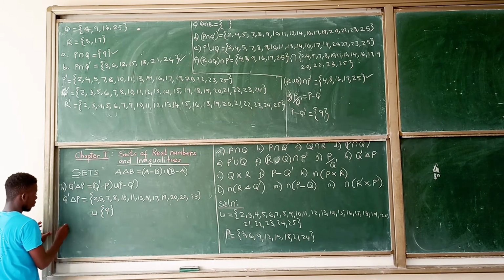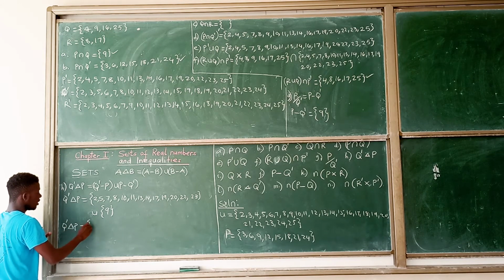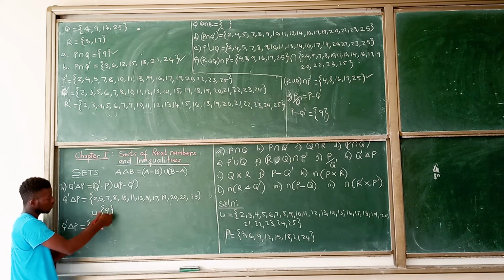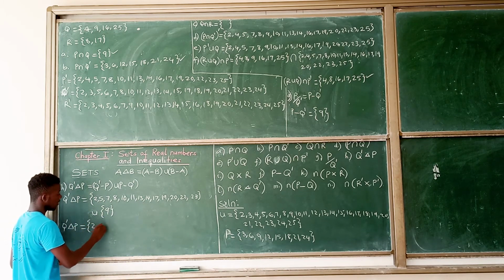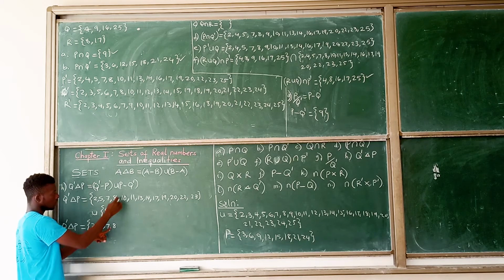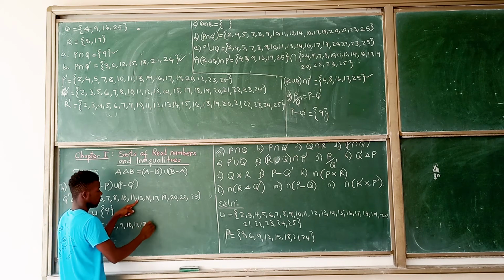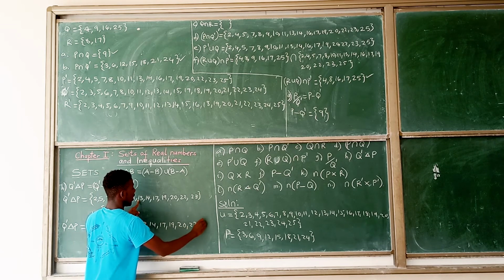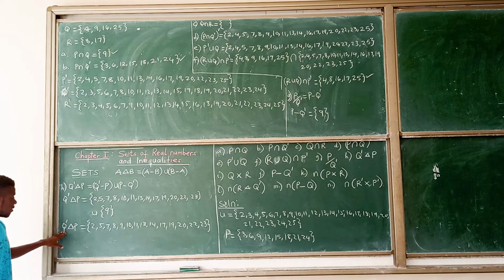So Q complement, the symmetric difference of P, gives us the union of these two sets. All we need to do is include 9 within this set, and that will be the union. So we have 2, 5, 7, 8, and we include 9, 10, 11, 13, 14, 17, 19, 20, 22, and 23. These are the elements that are part of Q complement, the symmetric difference of P.